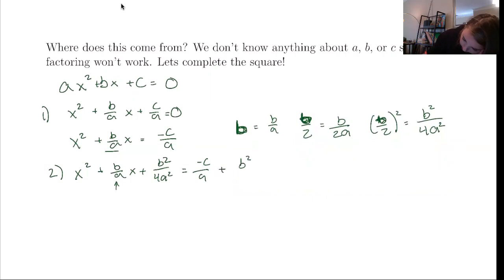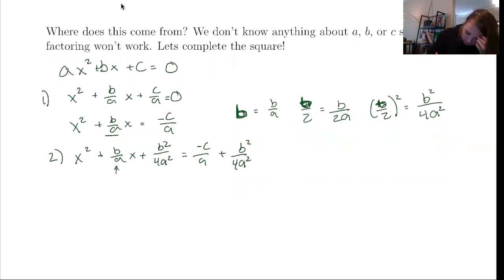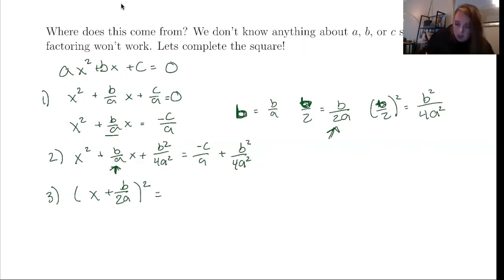Plus b squared over 4a squared. Okay, cool. So my left-hand side, I know it's going to factor to x plus that guy right here, b over 2a, so half of this, that quantity squared, equal to, and let's combine these to make it one fraction.